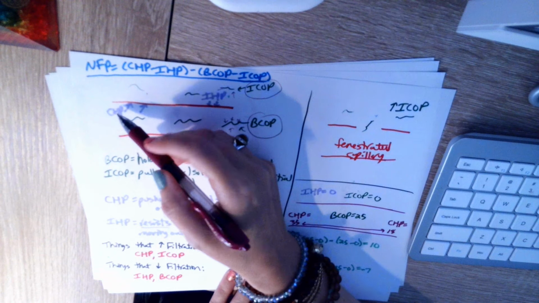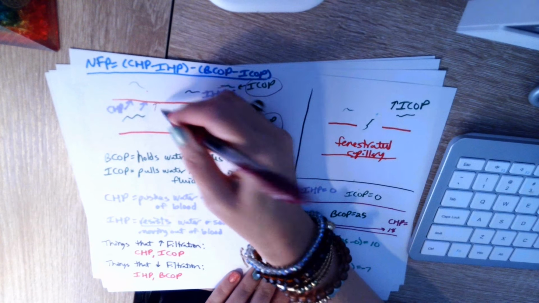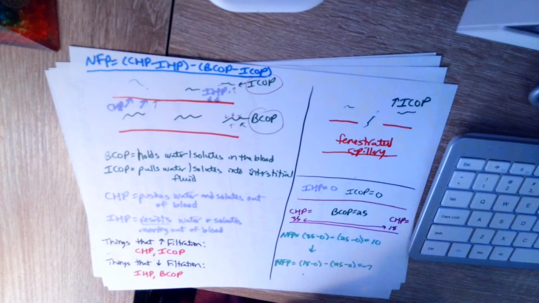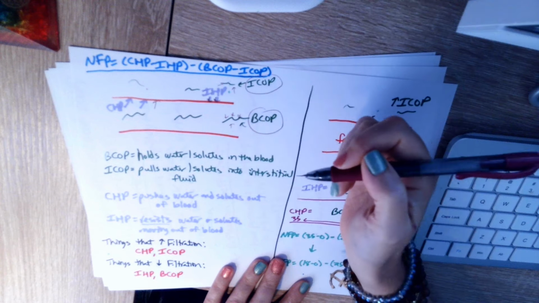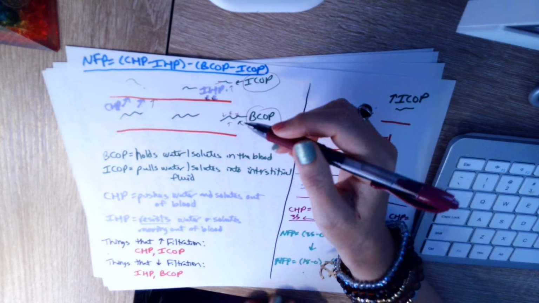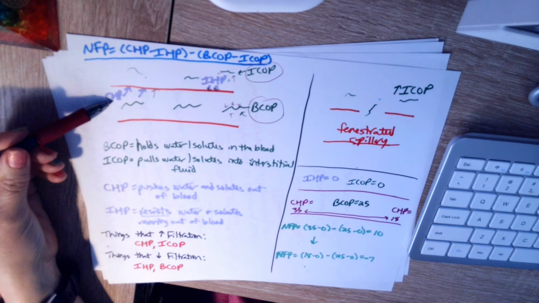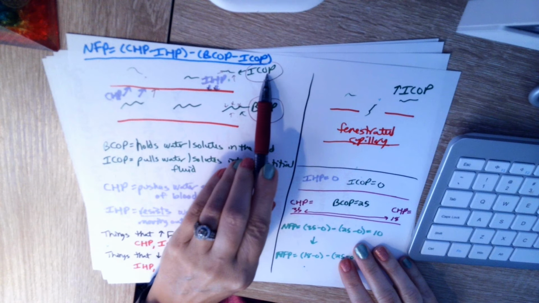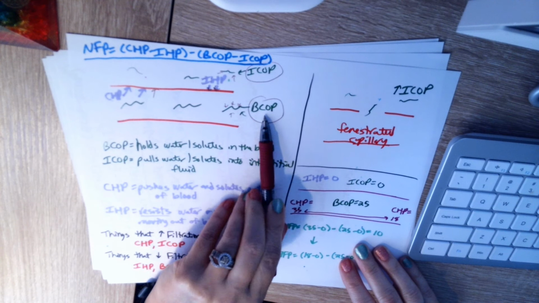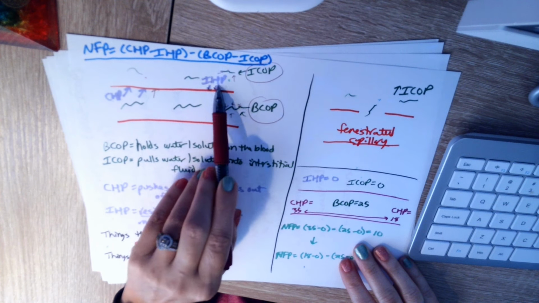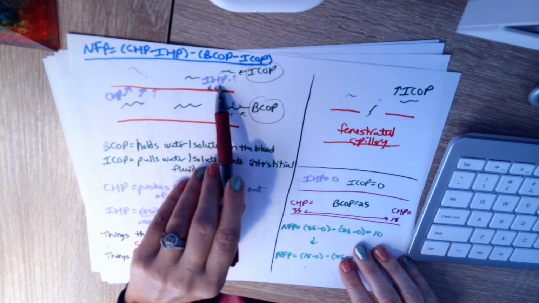Now for the hydrostatic pressures, CHP, blood pressure inside the capillary. The higher the pressure inside the capillary, the greater the force pushing out, so working towards filtration. And then IHP, the interstitial hydrostatic pressure, pushing back, resisting filtration, working more towards reabsorption. So just like we said: capillary hydrostatic pressure increases filtration. Interstitial colloid osmotic pressure increases filtration. Blood colloid osmotic pressure causes more reabsorption, less filtration. Interstitial hydrostatic pressure causes more reabsorption, less filtration.